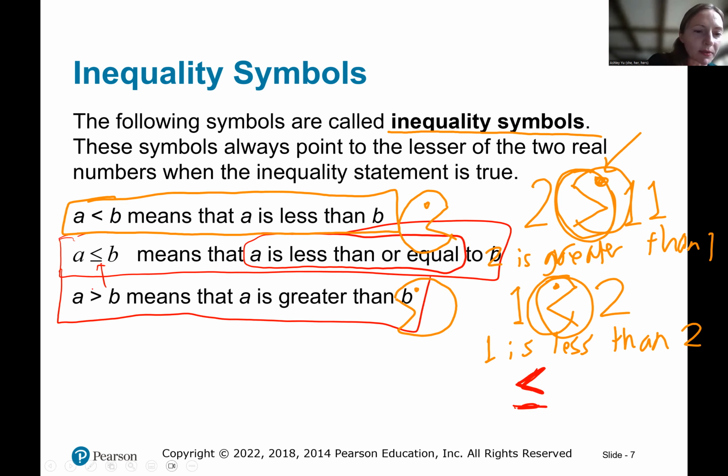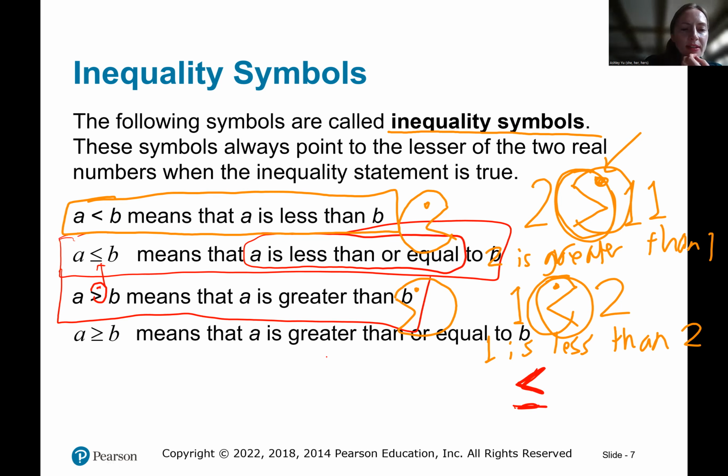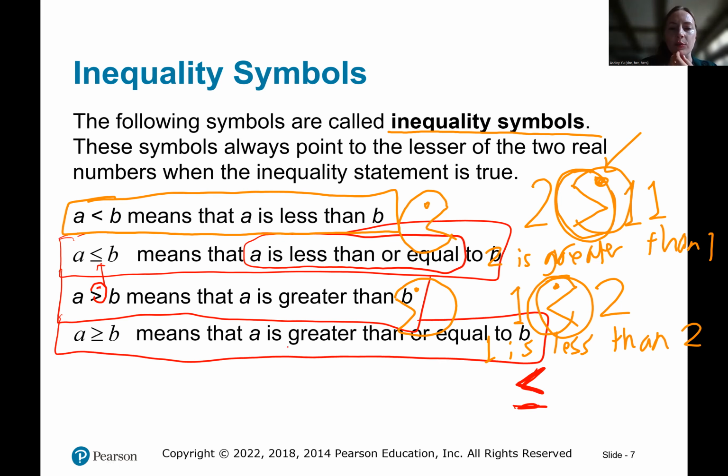Because, like we said, the little alligator or the little Pac-Man is trying to eat the bigger number. The one on the left must be bigger: A greater than B. And if you added a line beneath it, it means it's either greater than or equal to B. So 5 greater than or equal to 5 is true, because the number on the left could either be greater than the number on the right or equal to. And that is true, they are equal.